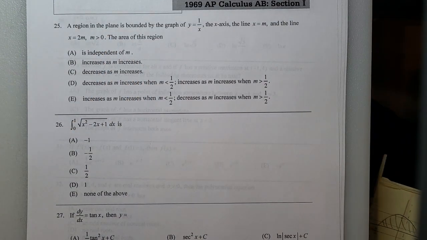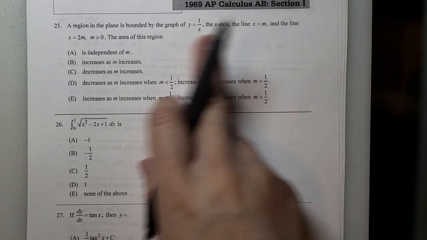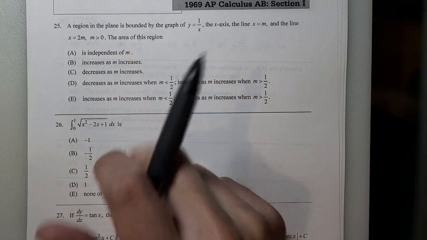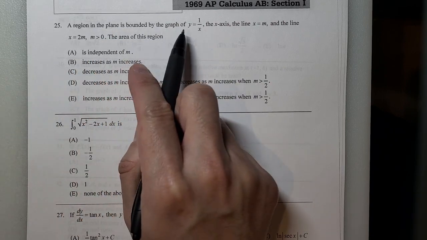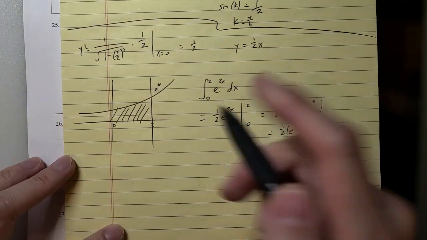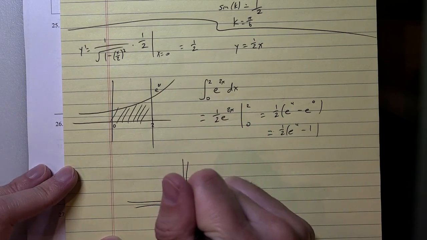Region in the plane bounded by the graph of y is 1 over x, the x-axis, and the line x is equal to m, and the line x is equal to 2m. M is greater than 0. The area of the region. Okay, so there's this region bounded by the graph of y is 1 over x. How does that look? 1 over x looks something like this. Okay?